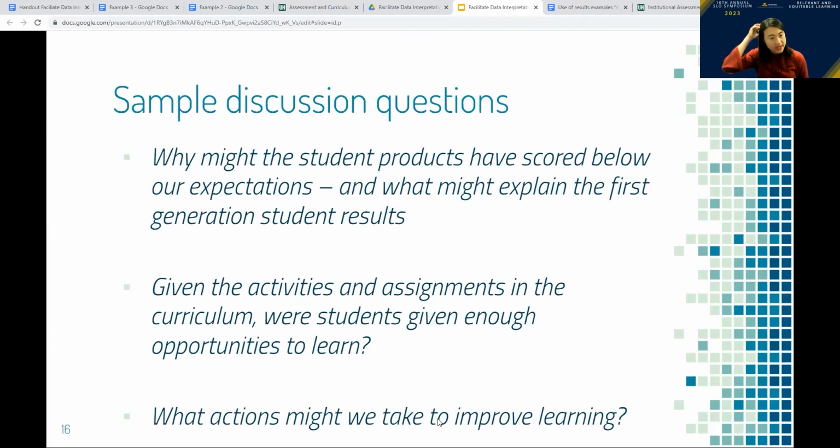So let's take a look at some of the discussion questions. Why might the student products have scored below our expectations? What are the reasons? Given the activities, were there enough learning opportunities? If not, what actions can we take?